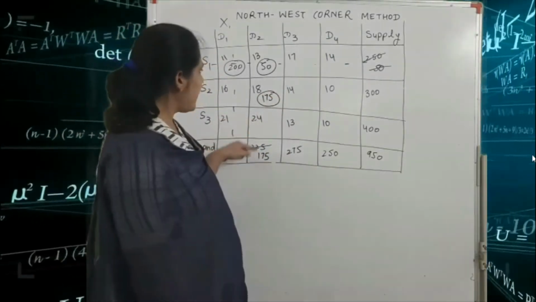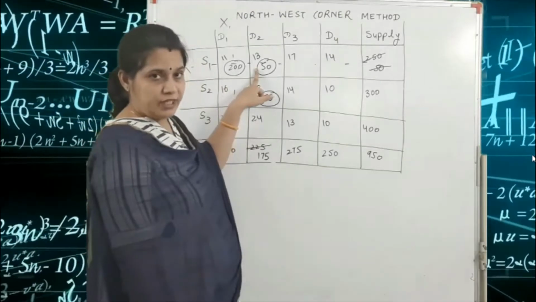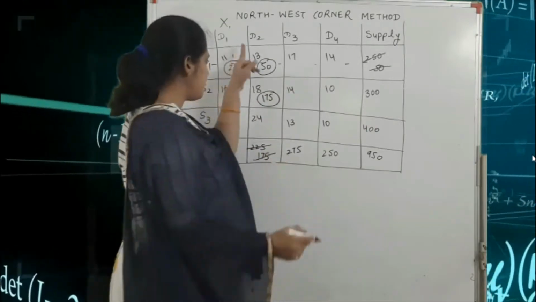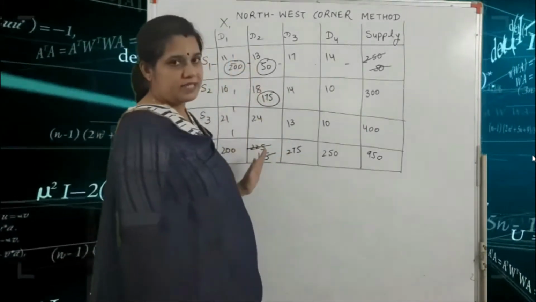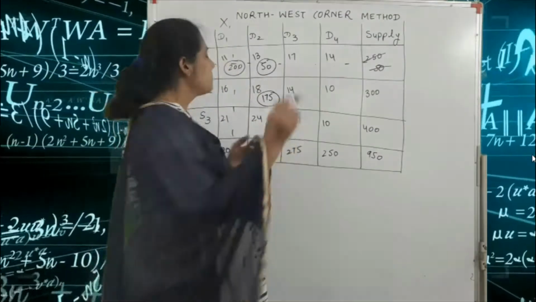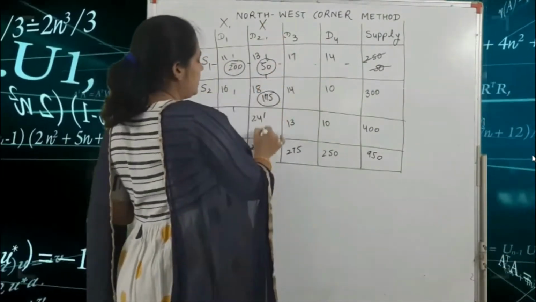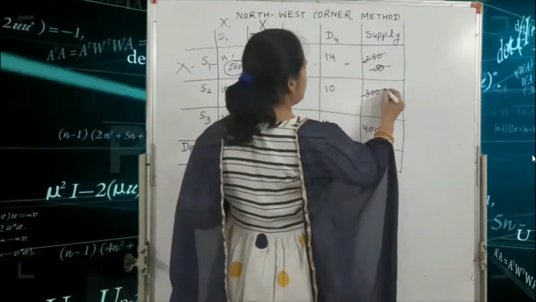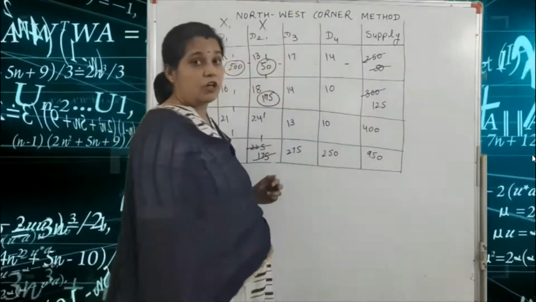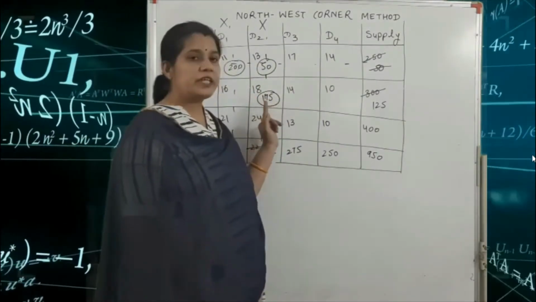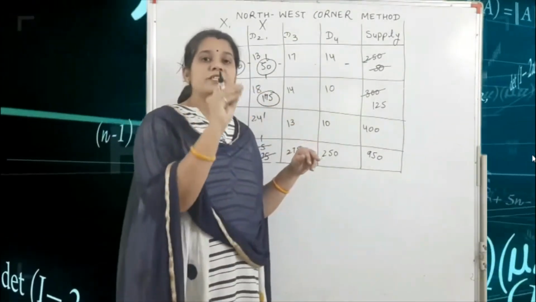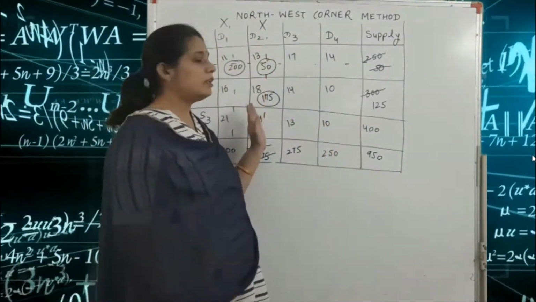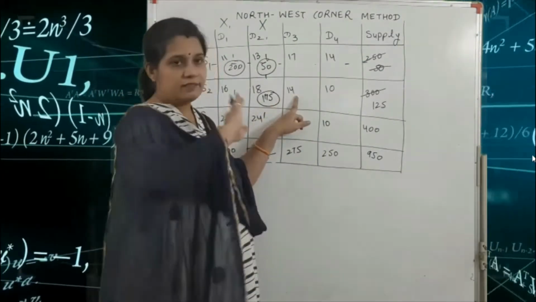Here you check: first we allocated 50, after that we allocate 175, so the total demand is 225. This column is satisfied with the help of demand, that means this column is cancelled. Immediately you write here 300 minus 175, that means 125. Got it? Always keep in mind, when you put the allocation number, you immediately write the remaining supply or demand. The second column is cancelled, so we move to the third column.